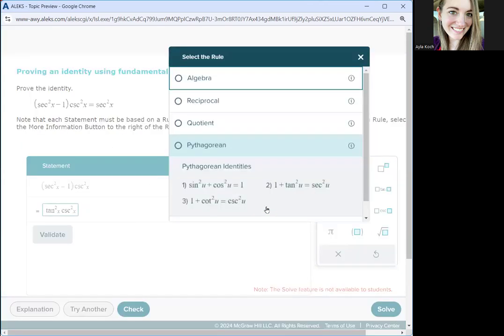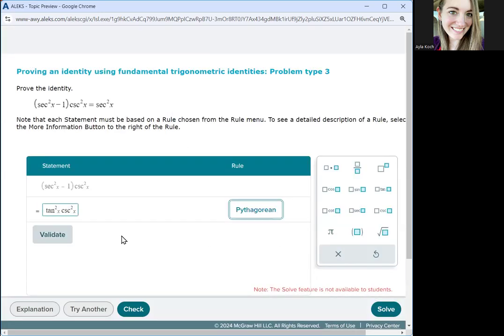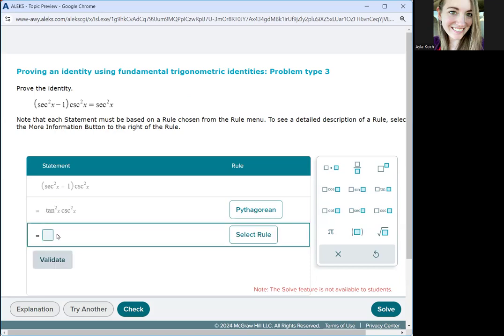So all I did was a Pythagorean. So Pythagorean, and then I click validate. So every step of the way you click validate.